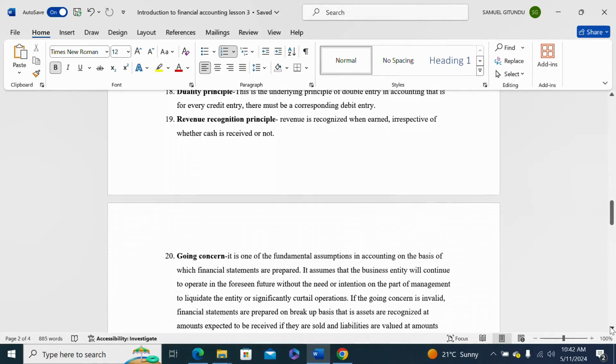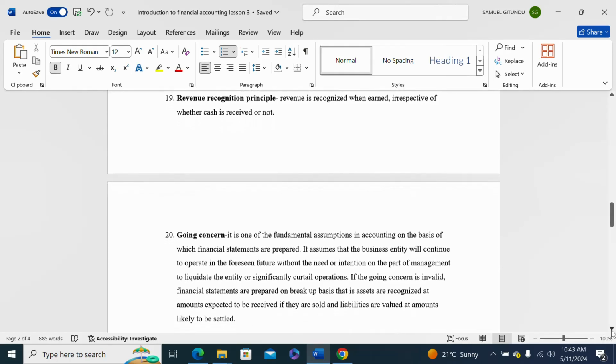Then we go to the final principle, which is the principle of going concern. We say that this principle is one of the fundamental assumptions in accounting on the basis of which financial statements are prepared. It assumes that the business entity will continue to operate in the foreseeable future without the need or intention on the part of management to liquidate the entity or significantly curtail operation. So if the going concern is invalid, financial statements are prepared on a breakup basis. That is, assets are recognized at amount expected to be received if they are sold, and liabilities are valued at amounts likely to be settled.